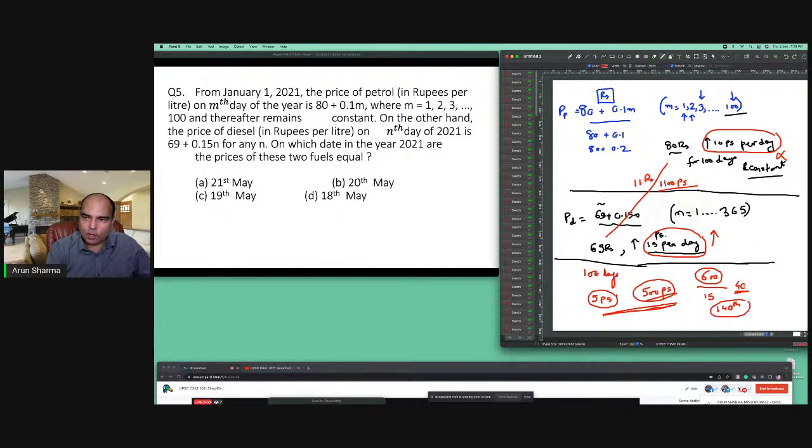Since it's a non-leap year, you can do that calculation as 31 days of January, 28 of February, 31 of March, that's 90 days, 30 of April, 120 days, and 20th May. So on 20th May, the price will be equal. So the answer is option B in this question, right?